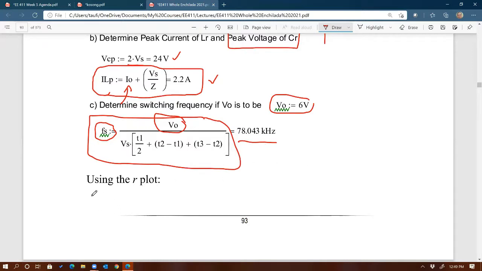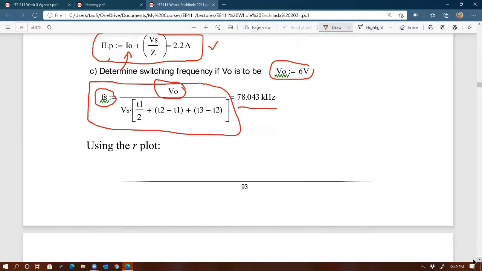What about from the graphical method? Using the plot, we have to determine the ratios first, right?